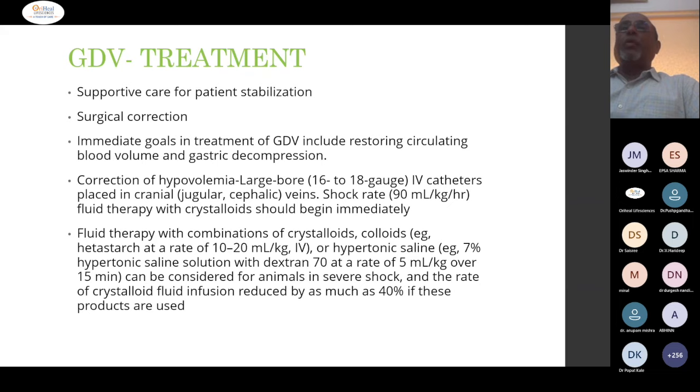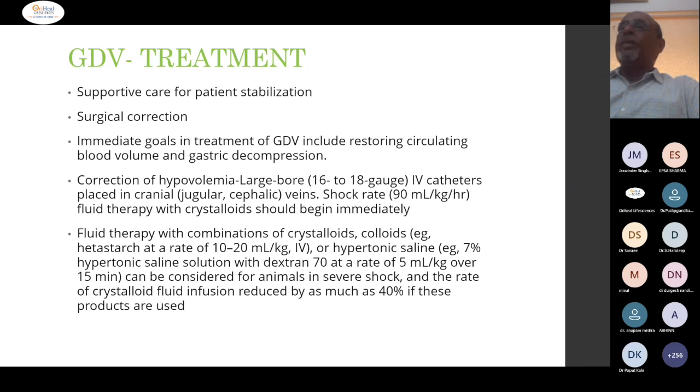So treatment: supportive care, patient stabilization, and surgical correction, which is the most important thing. The immediate goal in treatment of GDV includes restoring circulating blood volume and gastric decompression. Both are very, very important. The animal is presented to you with severe dyspnea, severe gastric compression, shock, all these conditions. So immediately we'll have to restore circulating blood volume, treat the dog for shock and correct the gastric compression.